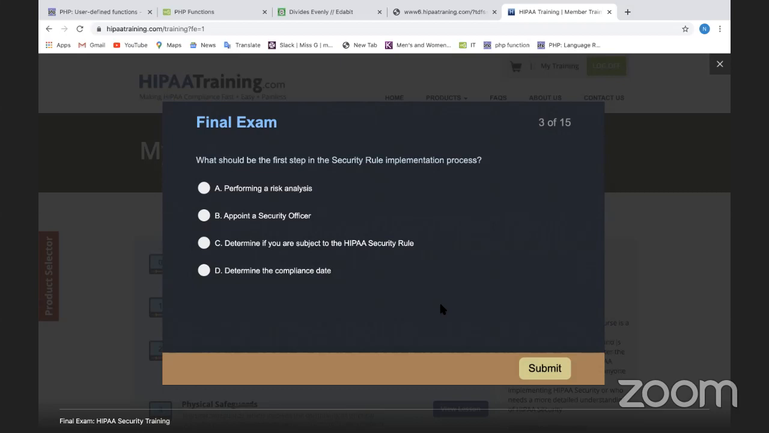What should be the first step in the security rule implementation process? Birinchi qiladigan ishingiz nima? Security rule'da. Endi esida bor. Uchinchisi bo'ladi, jon aka. Determine if you are subject. That's correct.